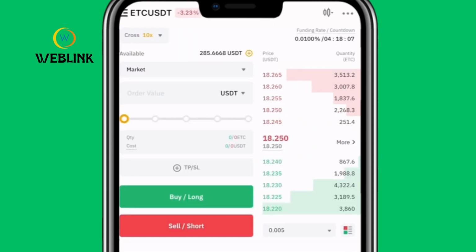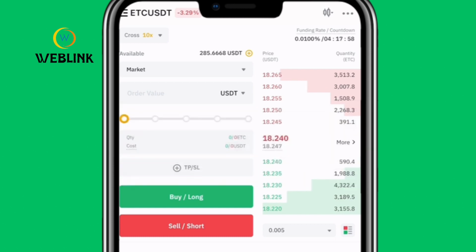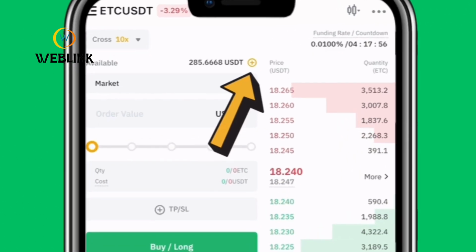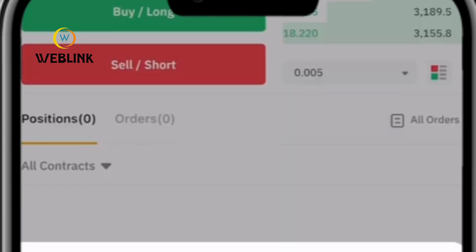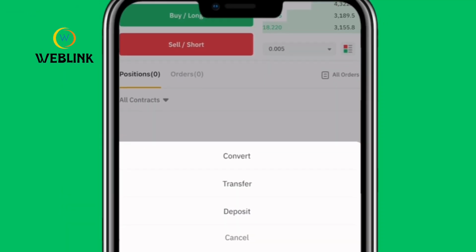Now, the first thing you need to do if you want to trade derivatives is obviously to transfer money to your derivatives wallet. To do that, you tap on this plus icon where the arrow is pointing to. Once you tap on it, at the bottom of the screen, you'll see 4 different options: convert, transfer, deposit, and cancel. So we are transferring right here. You tap on transfer.